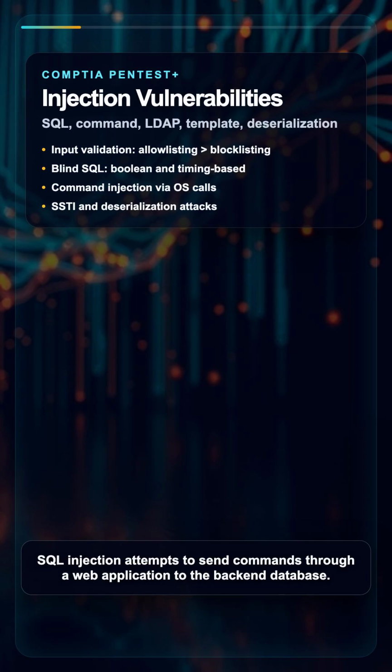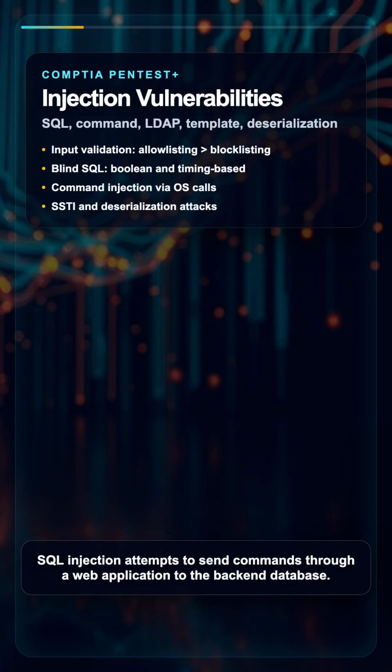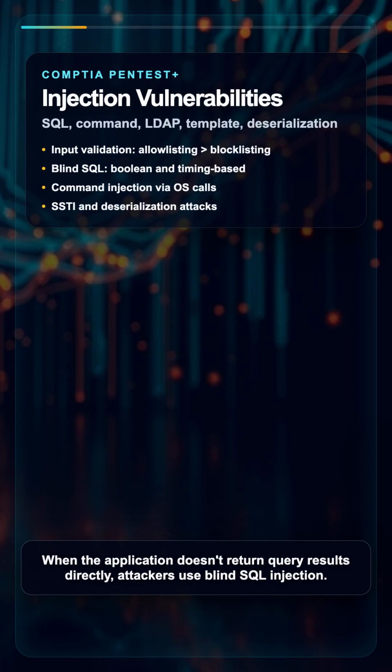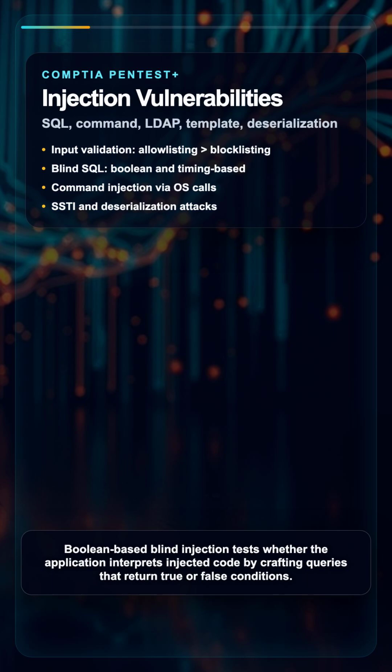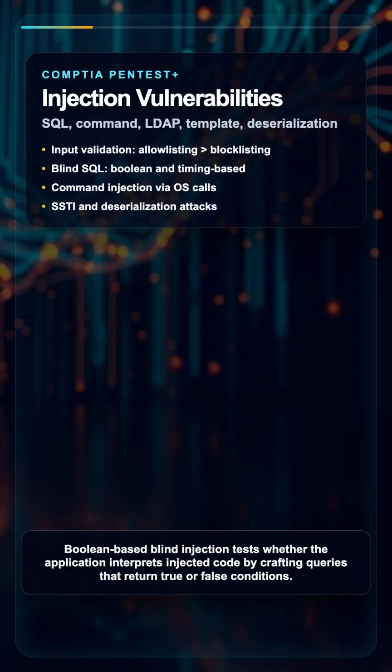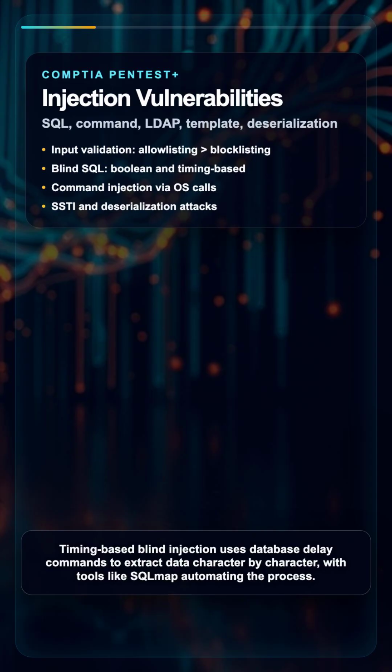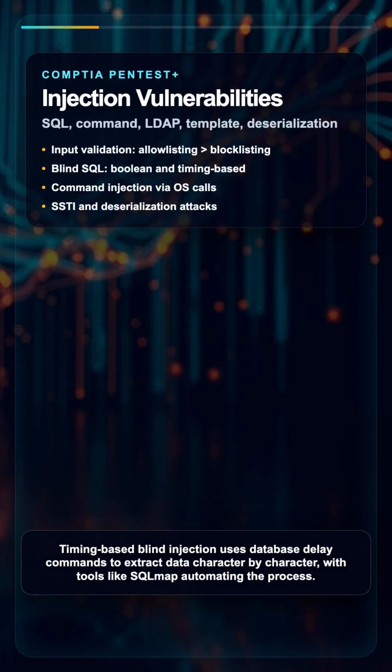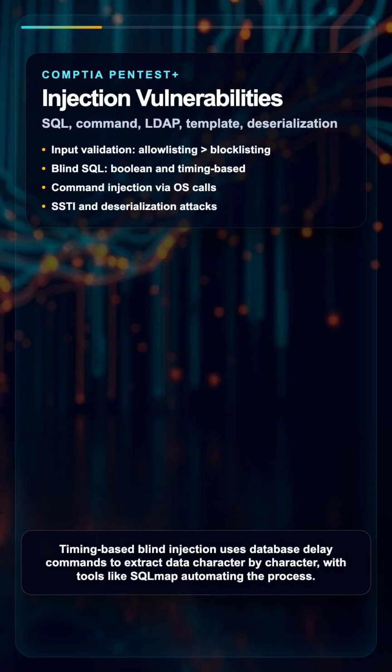SQL injection attempts to send commands through a web application to the backend database. When the application doesn't return query results directly, attackers use blind SQL injection. Boolean-based blind injection tests whether the application interprets injected code by crafting queries that return true or false conditions. Timing-based blind injection uses database delay commands to extract data character by character, with tools like sqlmap automating the process.